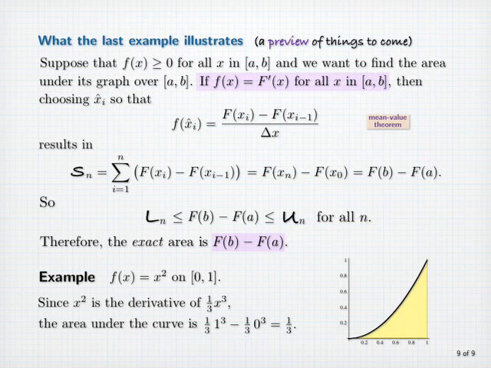And so the area under the graph of y equals x squared over 0, 1 is exactly 1/3. So notice that the region under the curve occupies exactly 1/3 of the square in the figure here.